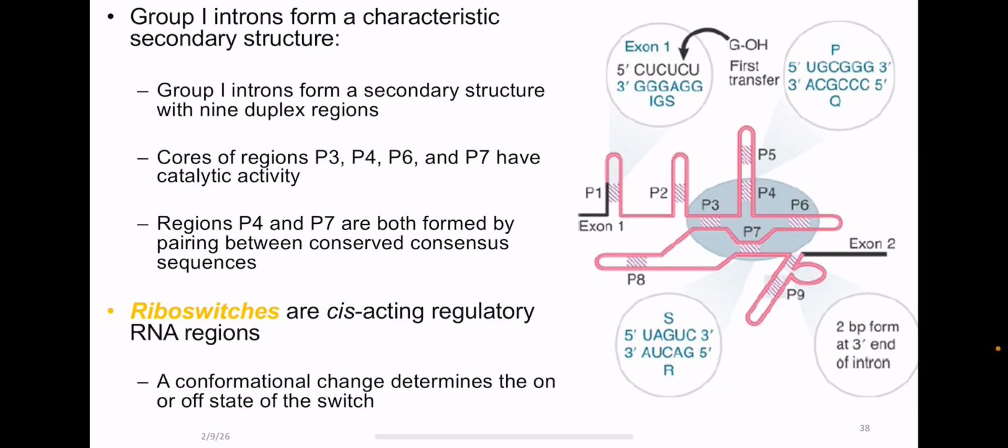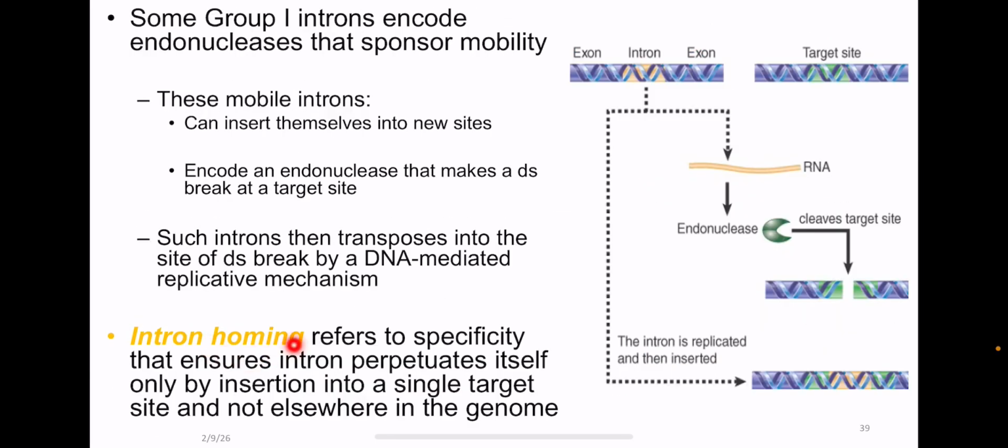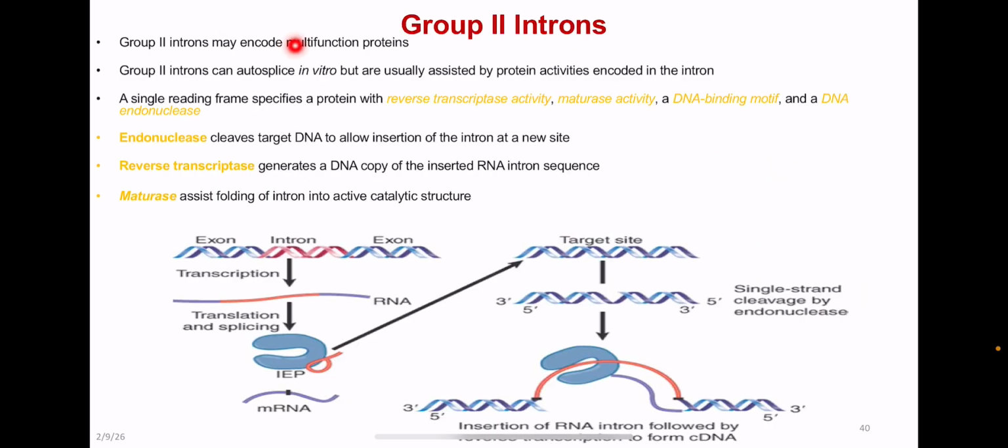Another term called intron homing. This movement is called transposing. So transposing elements actually use this mechanism as well. The intron moving from one place to another is called being transposed from one DNA molecule to another. So there's something we call intron homing, and this refers to the specificity that ensures the intron will perpetuate itself only by inserting into a single target and not anywhere else in the genome. That's what we call intron homing.